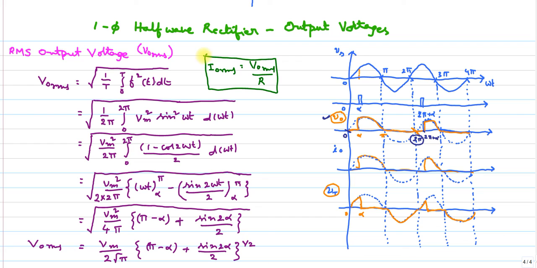So like this we have discussed two voltages and two currents for output: average output voltage and average output current, RMS output voltage and RMS output current. These are very important while solving the problems.